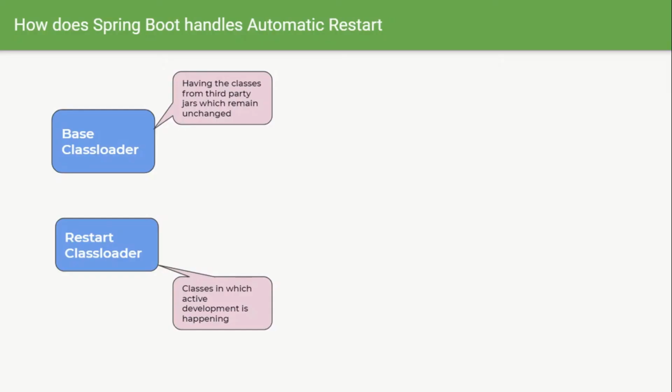Now the question is, how does Spring Boot handle automatic restart? Spring Boot works by using two class loaders. One is the base class loader, which has all the classes from third party jars, and the second is the restart class loader, in which the active development is happening. For example, we are working on our controller class.